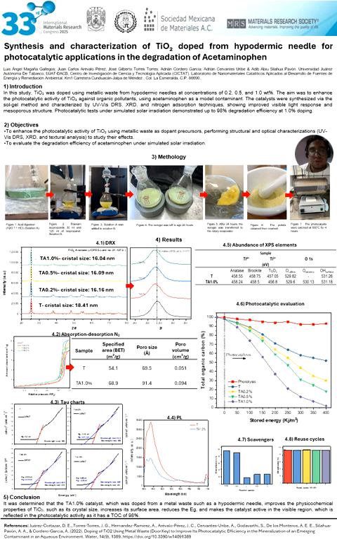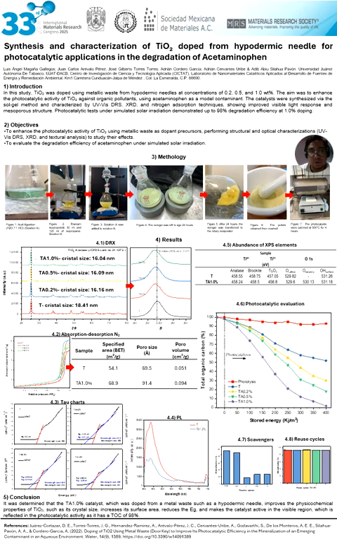Section 4.8, reuse cycles. Ta1% was reused 5 times. After each use, it was centrifuged, washed with ethanol, and dried for 4 hours at 70 degrees Celsius, with low material loss, showing stability.